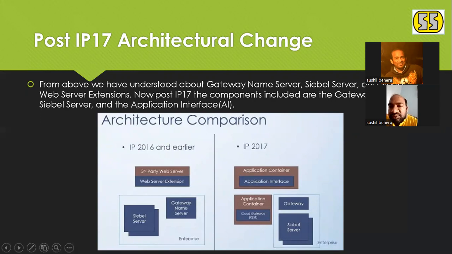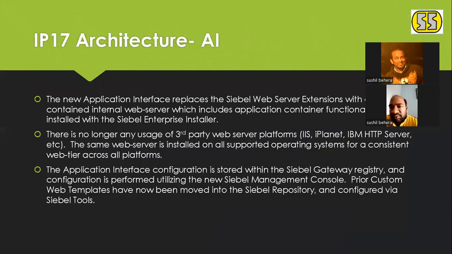Now, what else do we have? We have the gateway. Earlier it was the gateway name server, now it changed to gateway. And the Siebel server, we know the Siebel server. Now we'll understand one after another what benefits it gives. Now, what is AI actually?